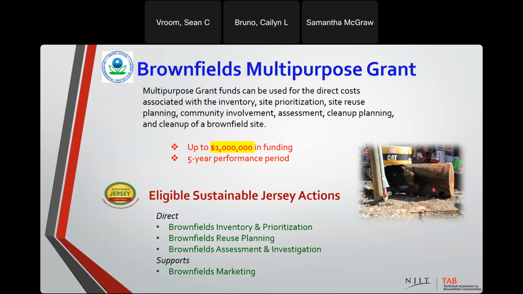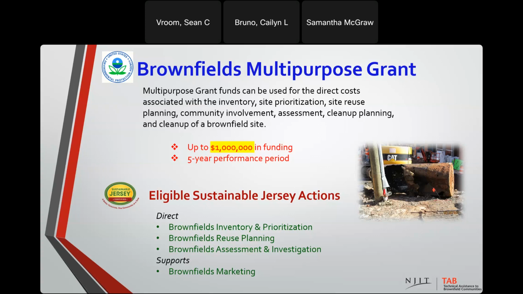You can get up to $1 million in funding for this application. It's a 5-year performance period. And if you look at the bottom of the slide, you can see the eligible Sustainable Jersey actions that relate to this grant, or activities that you can conduct with this grant money. That would include your brownfields inventory and prioritization. You can do your brownfields reuse planning. For a multipurpose grant, you have to do at least 1 redevelopment plan. For a site, you also have to do at least 1 cleanup. And brownfields assessment and investigation. Of course, you can do your phase 1 and phase 2s.